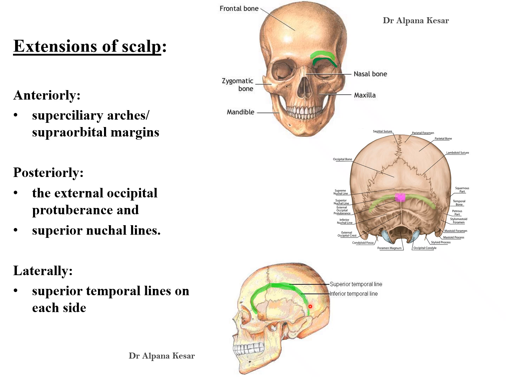The extension of scalp is from the supraorbital margin and the superciliary arches anteriorly to the external occipital protuberance and the superior nuchal lines posteriorly. Laterally, the extension is from the superior temporal line on one side to the superior temporal line on the other side.